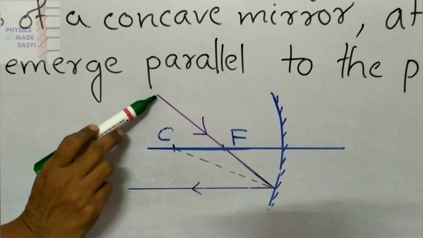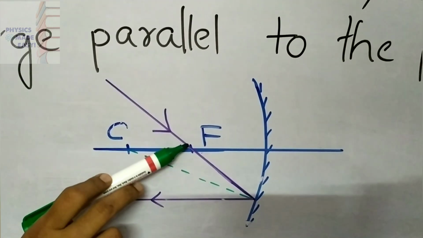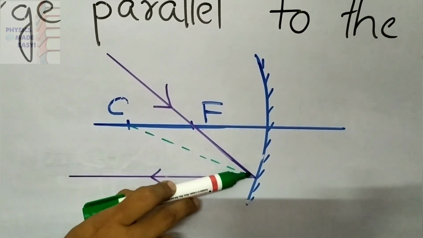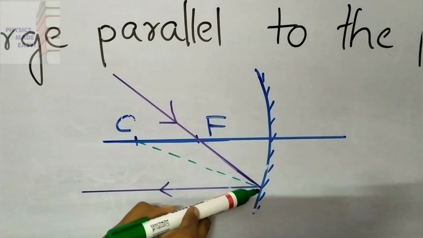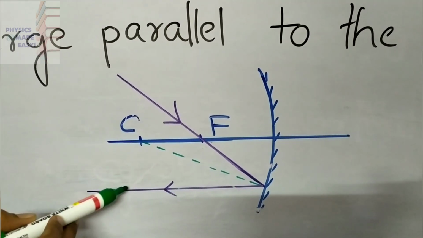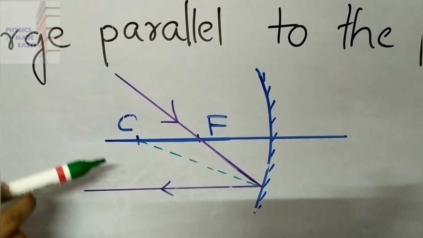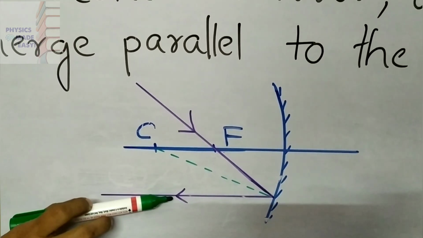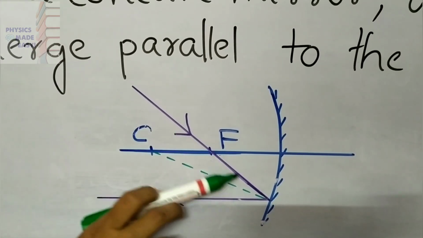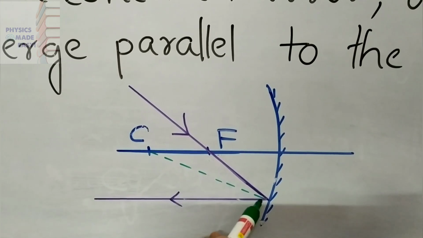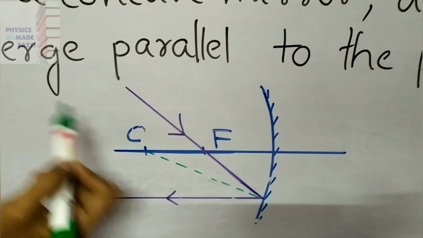Here you can see the ray which is passing through the principal focus of a concave mirror. After reflection, this is the reflected ray that will emerge parallel to the principal axis. Incident ray, reflected ray. Here it is the normal.